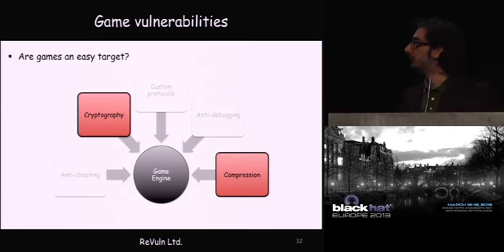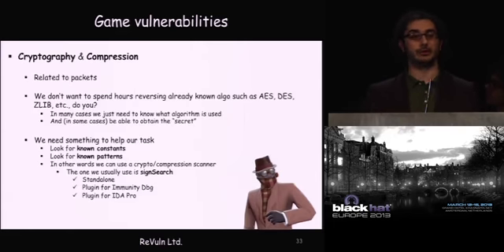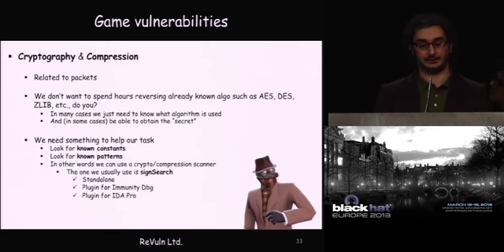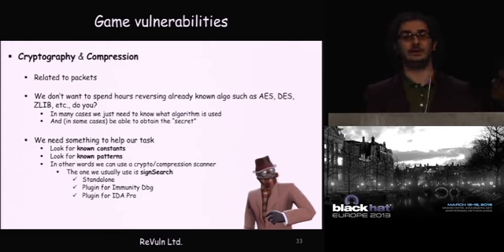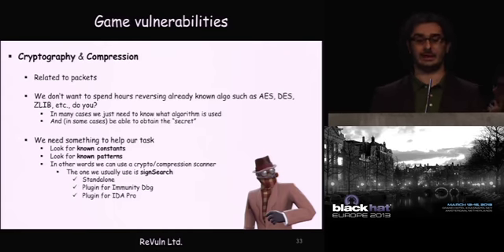Okay, after that, we are going to cover the crypto and compression for games. We are not going to cover all the aspects of crypto and compression. We are going to focus on crypto and compression algorithms related to packets. When we are dealing with games, usually they use a lot of this kind of algorithms. We have two main approaches to deal with them. The first one is to use tools: we run the tool and we know, okay, this game is using RSA or another algorithm, so it's an easy game.